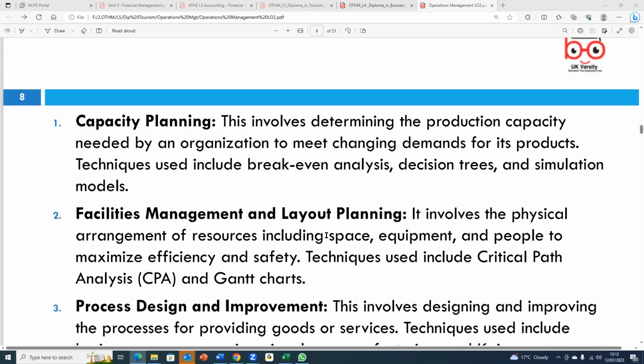You can use facilities management planning, or the systems that you can use, for example, CPA, critical path analysis. These techniques help you to locate or design the shortest possible time in which to complete an activity when you are doing a project, right? When you're doing projects or similar.